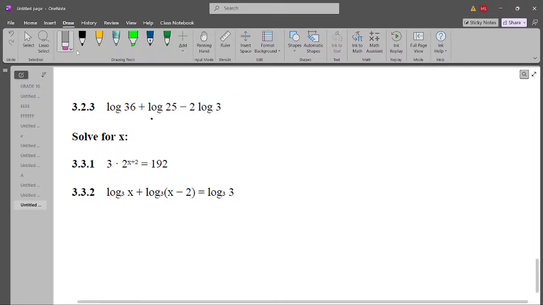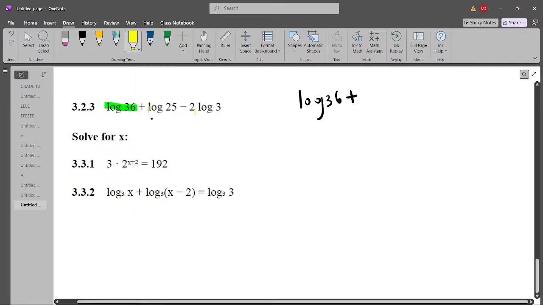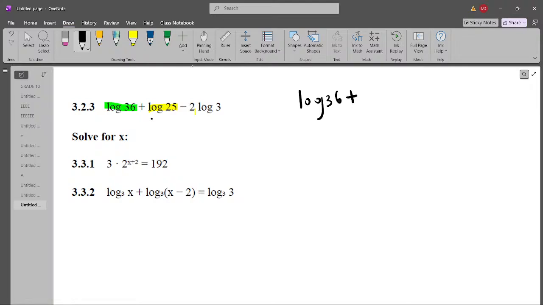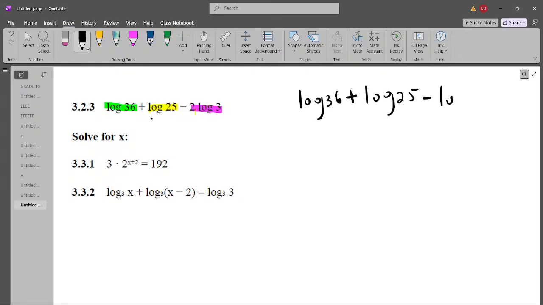So let's check here. In this case, is our coefficient 1? The answer is yes, so let's leave it as it is, as log 36 plus. Is the coefficient here 1? The answer is yes, so for now let's leave it as it is, as log 25 minus. Is the coefficient here 1? The answer is no. Let's apply the rule of the log. The rule of the log will be log 3 to the power of 2.